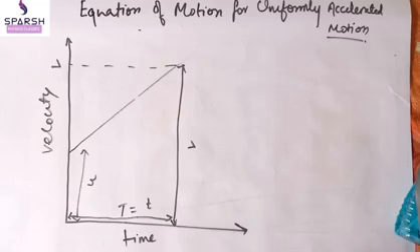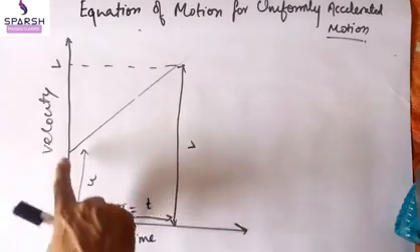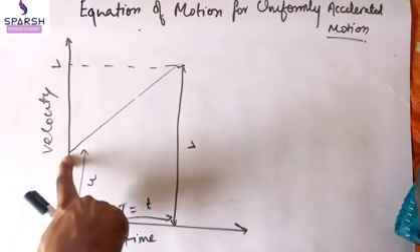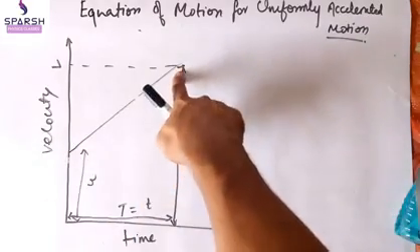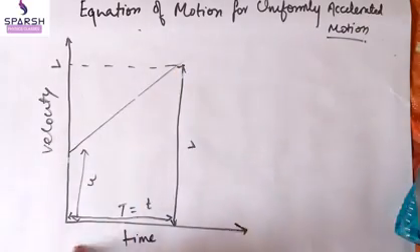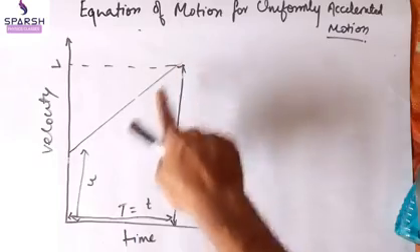Morning class. Today we will deal with equations of motion for uniformly accelerated motion. These equations of motion you have already derived, but again we are doing it in class 11th. We are considering an initial condition that a body started moving with initial velocity u, and then its final velocity is v. Time taken to reach this velocity is t.